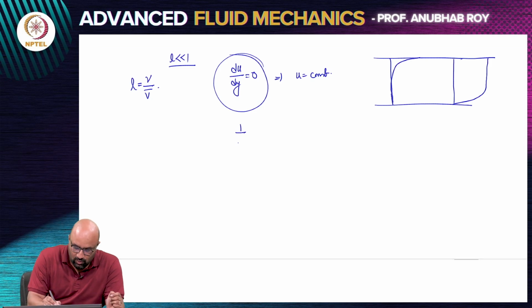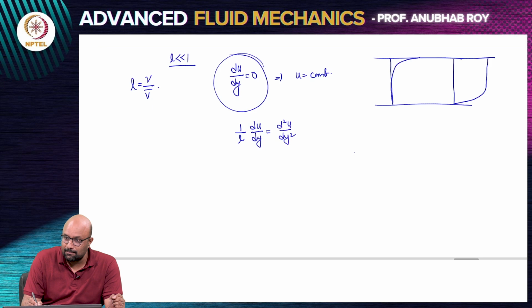So, your equation was 1 by L du dy is equal to d square u dy square. This is the equation that you had. Now, we said that when L is small, I can ignore the right hand side. And now what I am trying to motivate you in thinking is you cannot do this uniformly. You cannot do this on both the plates.